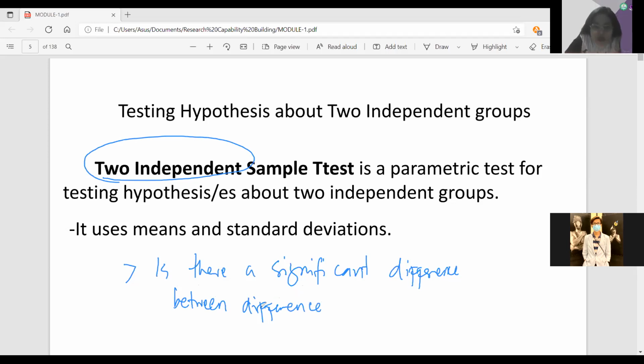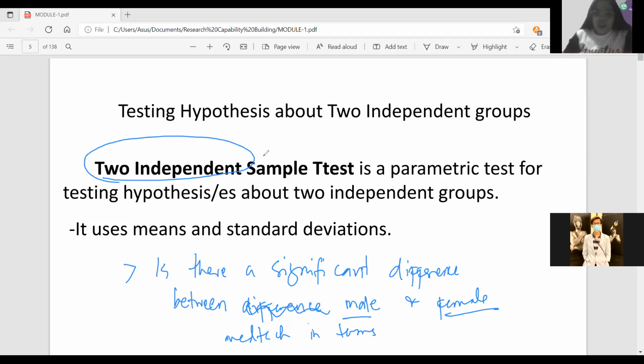Okay, for example, difference between two variables, for example, male and female medical technologists in terms of their knowledge on a certain topic. So there are only two, female and male. We will be using this two independent sample t-test. Take note of the name of the test. It's t-test. Specifically, two independent samples.